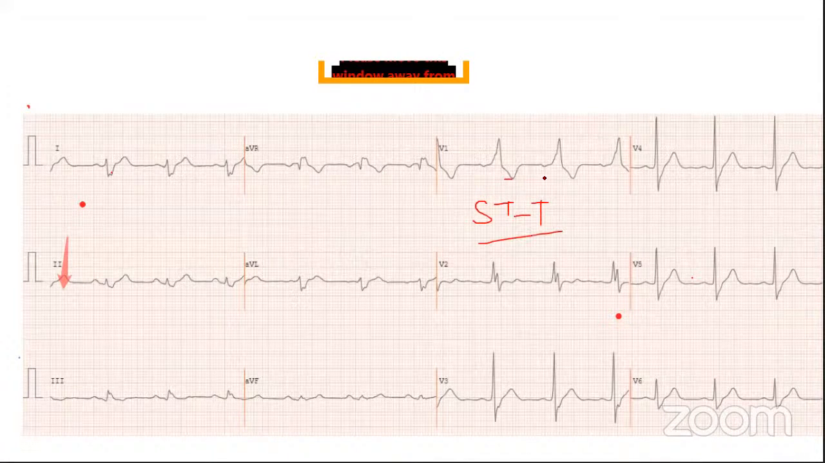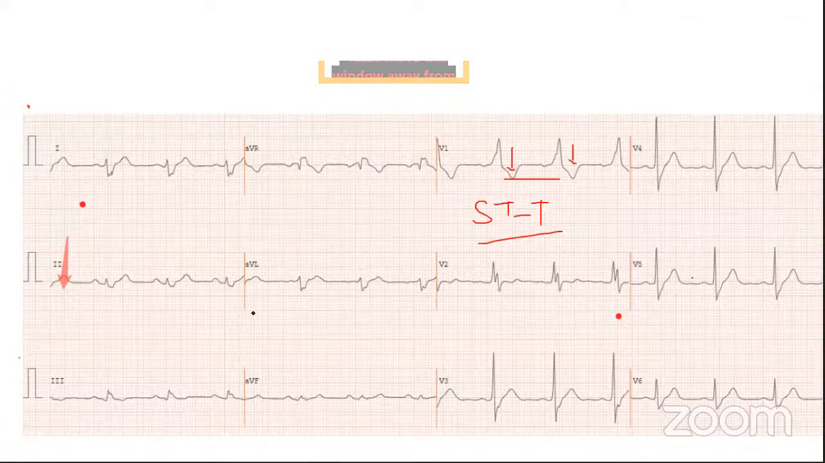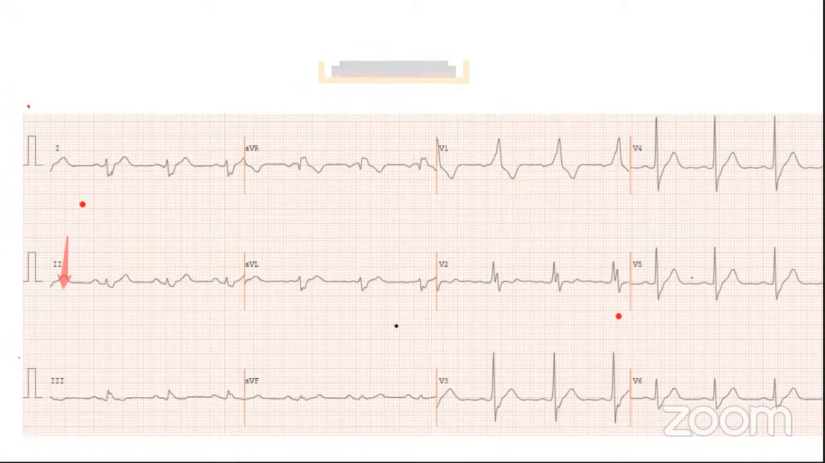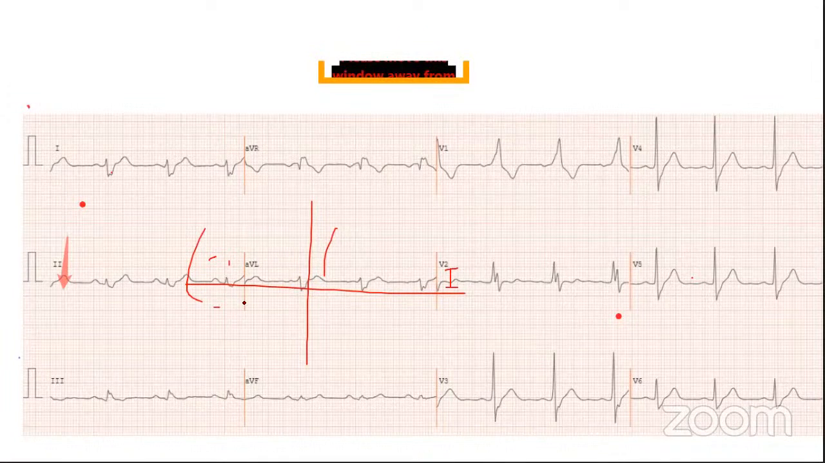And next, T waves. You're seeing some inversions in V1. Yes. What about the axis? We forgot the axis in between. For the axis, yes, sir. The axis, we see in lead 1 and aVF. It is negative in lead 1 and positive in aVF. So I'd say right axis deviation. Very good.